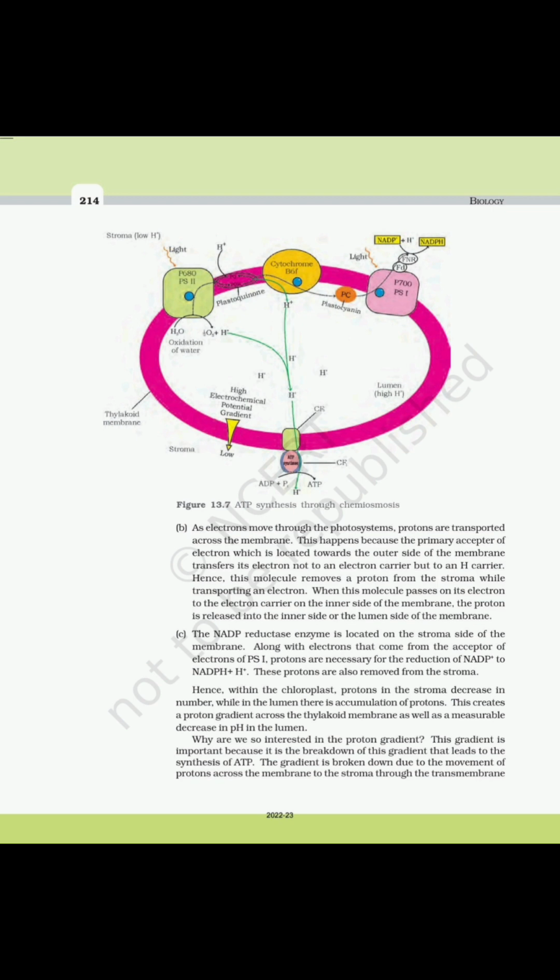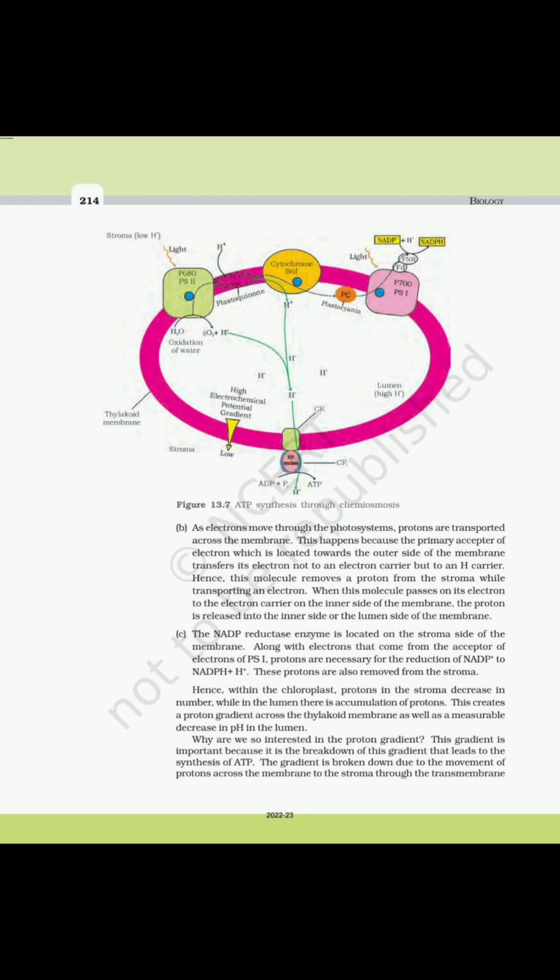NADPH plus H plus. These protons are also removed from the stroma. Hence, within the chloroplast, protons in the stroma decrease in number, while in the lumen there is accumulation of protons. This creates a proton gradient across the thylakoid membrane as well as a measurable decrease in pH in the lumen.